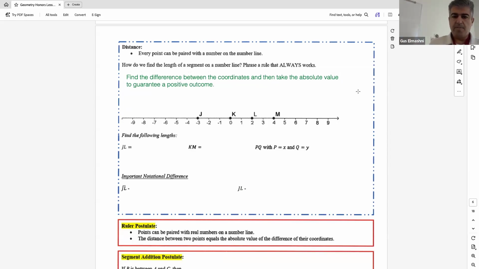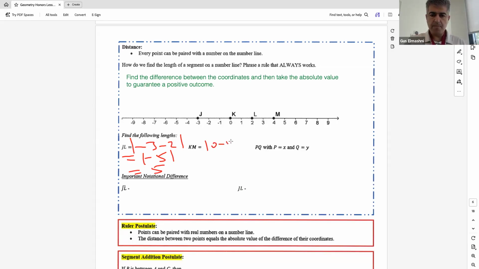That's it. Like JL, how far is J from L? 5. You could do -3 minus 2, which is -5, but I'm going to take the absolute value just to be on the safe side. So you get 5, right? Or KM, 4. In this case it's kind of funky. Point P is not really anywhere, nor is point Q, but if you want to find PQ, just do this. Or you could write it like this. They're both valid.